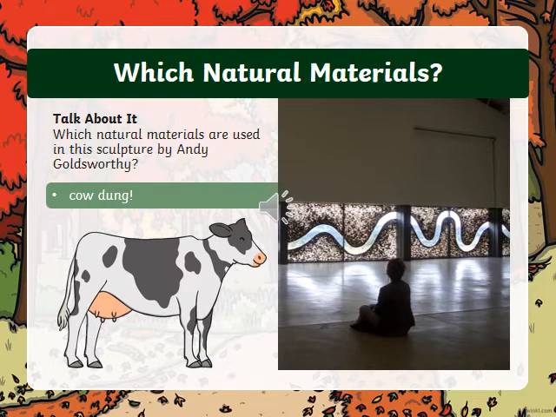Now, this one is a natural material, but it's a very strange one. So which natural material do you think Andy Goldsworthy has used in this one? Pause me now. Oh, yuck. It's smelly cow poo. Do you like it? I'm not so sure.